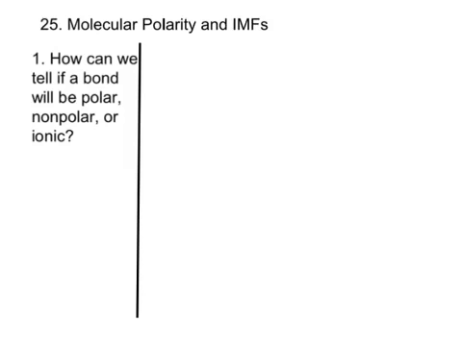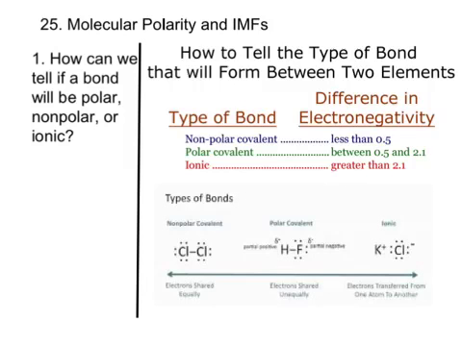We're going to start these notes with a review from last notes in the first question, which is, how can we tell if a bond will be polar, nonpolar, or ionic? All right, we can tell what type of bond it's going to be by looking at the difference in electronegativity between the two atoms that make up the bond. So remember that a nonpolar covalent bond is going to have an electronegativity difference of less than 0.5, so from 0 to 0.49. And remember, in nonpolar covalent, those electrons are shared equally, right?